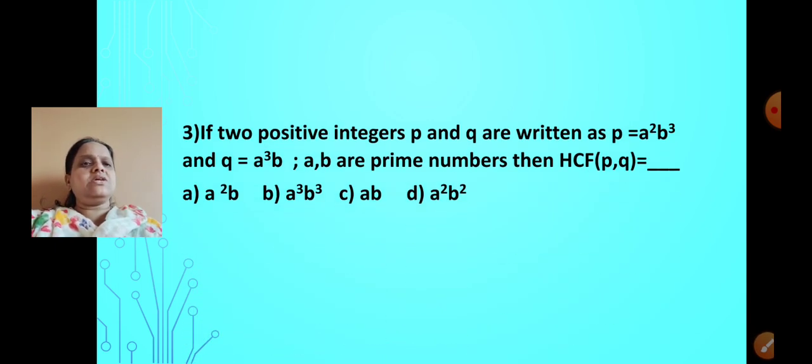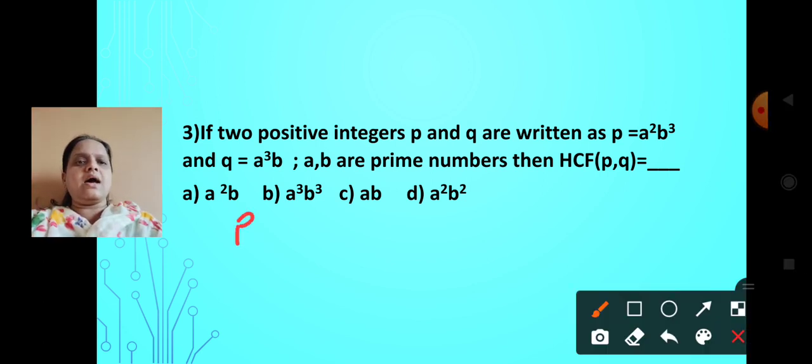If two positive integers p and q are written as p equal to a square b cube and q equal to a cube b, find the HCF of p and q where a and b are prime numbers. In such cases, when two integers are given in terms of variables, how to find the HCF? First of all, I will write the p and q values. p is given as a square b cube and q is given as a cube b.